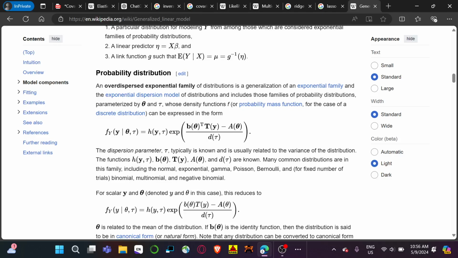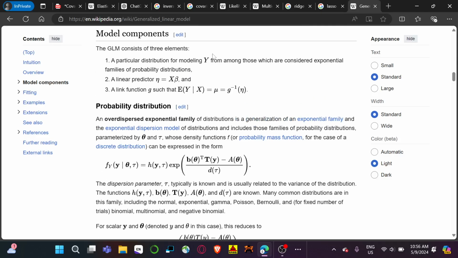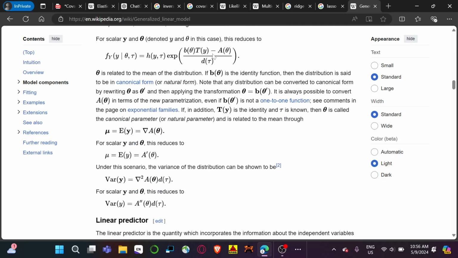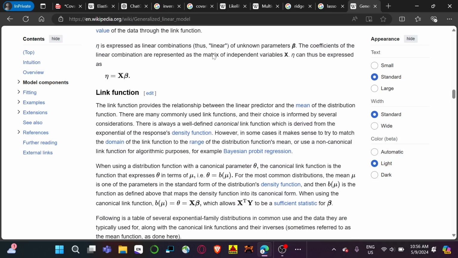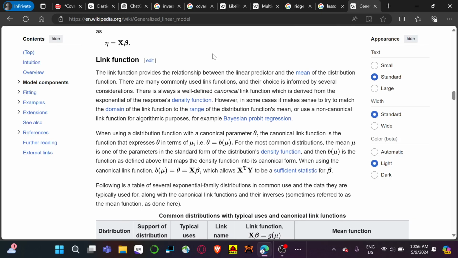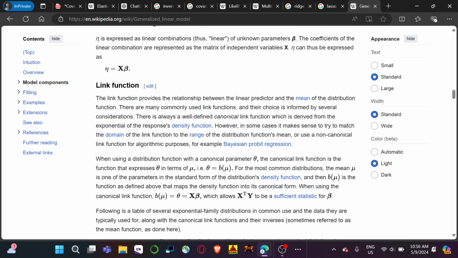Okay, taking in the linear predictor, and then you get that. This is quite dense. But let's take a look at this one. The link function provides the relationship between the linear predictor and the mean, the average of the distribution function. So it takes the average and shows you the relationship between the linear predictor and the distribution function.